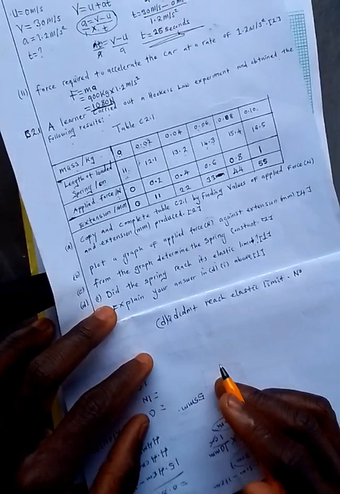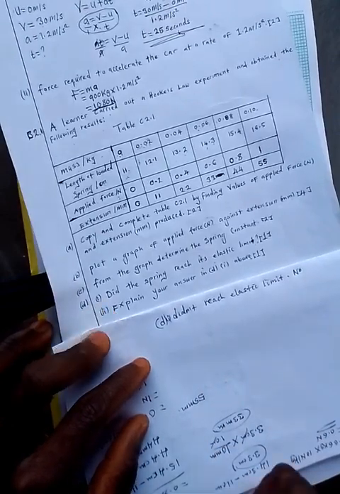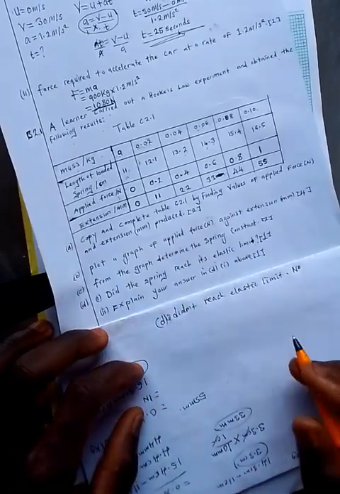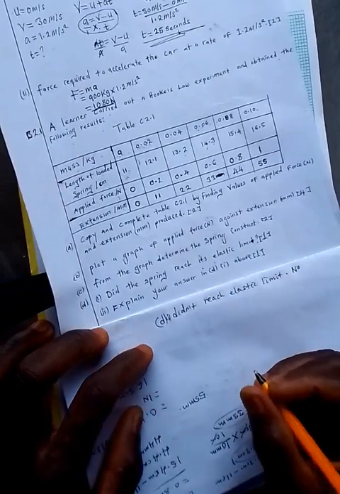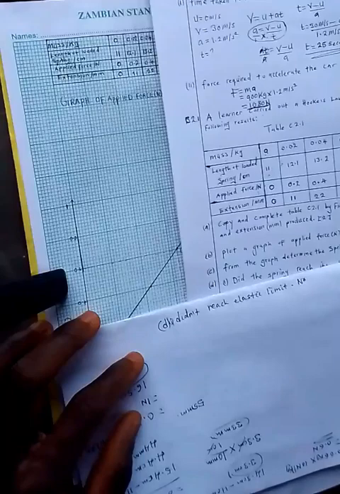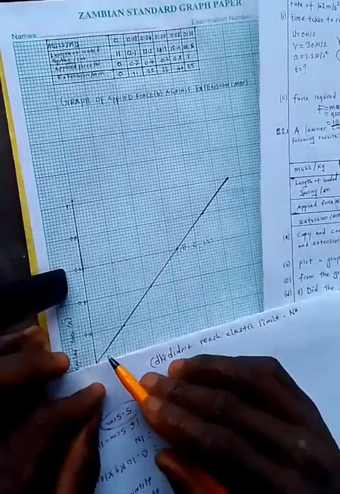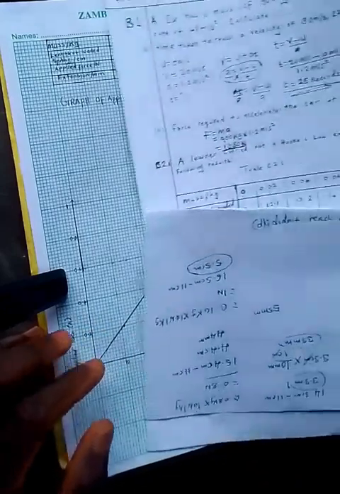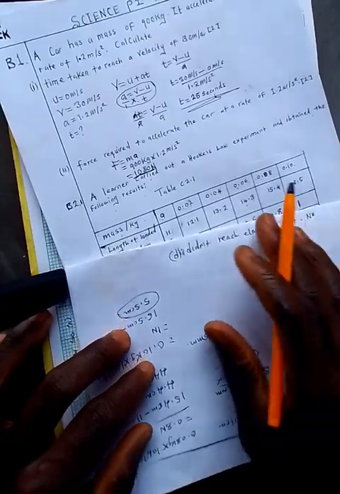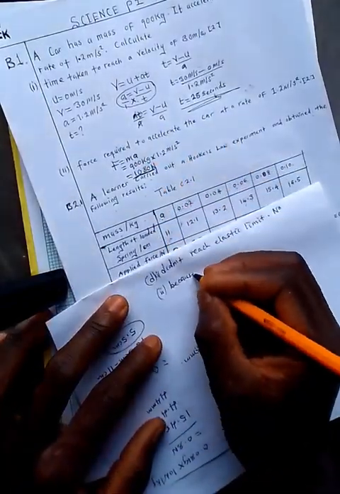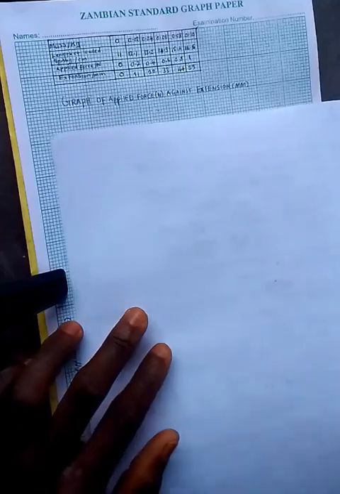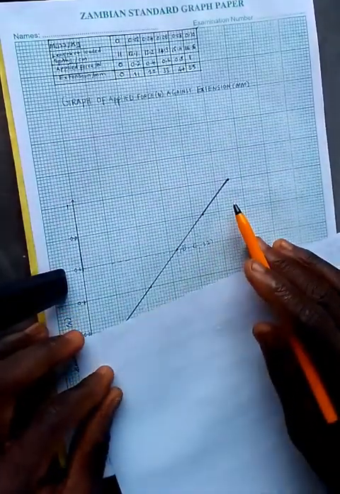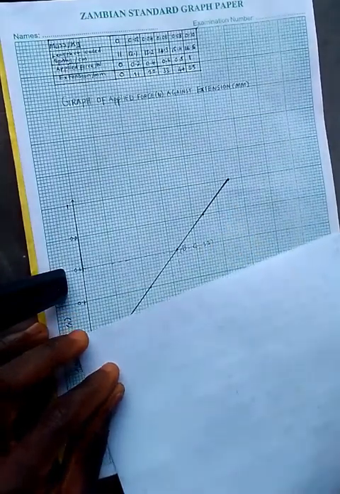Now, why are we saying the spring didn't reach the elastic limit? The next one is saying we need to explain the answer for choosing that the spring didn't reach the elastic limit. The reason is that the curve of the graph is straight. So you're just going to say because the curve of the graph is straight. Okay, now let's come to this one here.